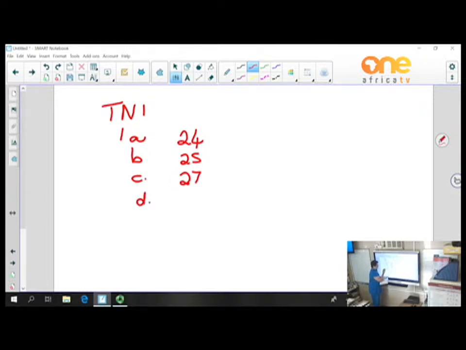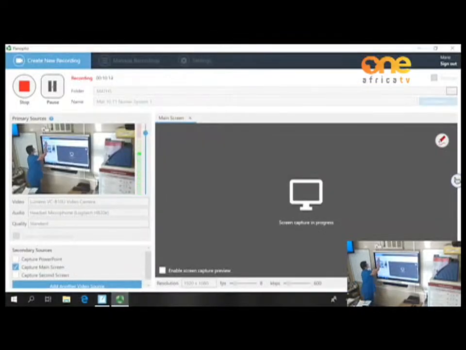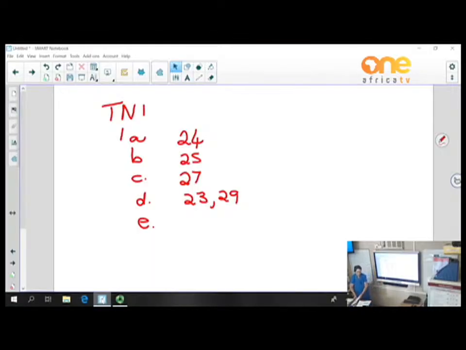Then 2 prime numbers. So you have to look which of these numbers are prime, testing them with your calculator, which of them have factors. The prime numbers will be 23 and 29. They are your prime numbers. Then number E, a factor of 156. So there you'll have to use your calculator to try and find those answers there.